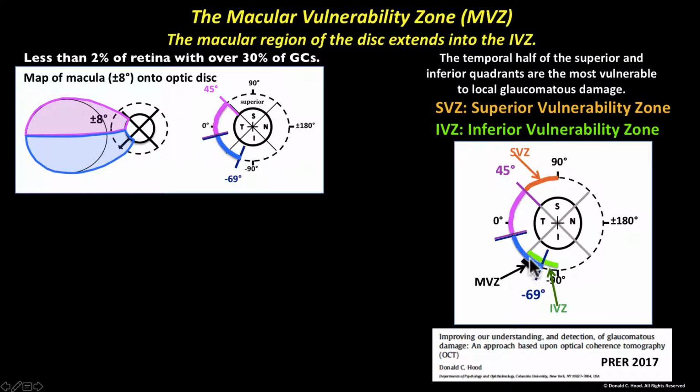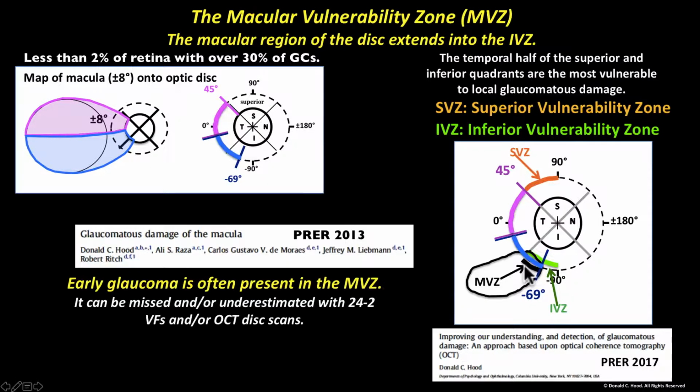And notice this overlap region. Notice the macula overlaps with the inferior vulnerability zone, and this is what we've called the macular vulnerability zone. And as I'll emphasize in a moment, early glaucoma is often present in the macular vulnerability zone, and it can be missed and or underestimated with a 24-2 visual field, and even with disc scans in some cases. I'll return to that point.